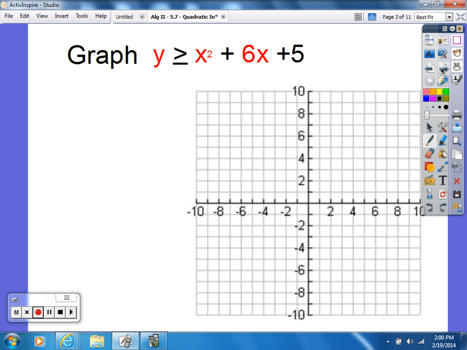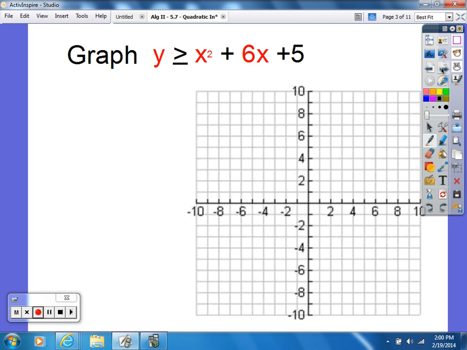So today we're going to graph this problem. y is greater than or equal to x squared plus 6x plus 1. When you're graphing a quadratic, what item do you have to find first? You could. We never really did. What item do you have to find first that the whole graph is based on?